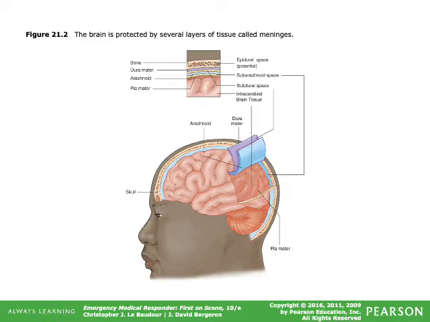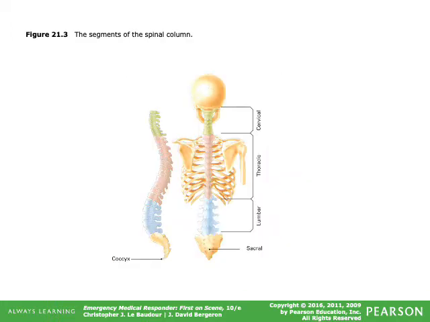Then above that, you've got the dura mater, and this is the thick connective tissue that's covering the brain, and it attempts to keep the brain from being injured itself. See if I can get some examples of that for class.